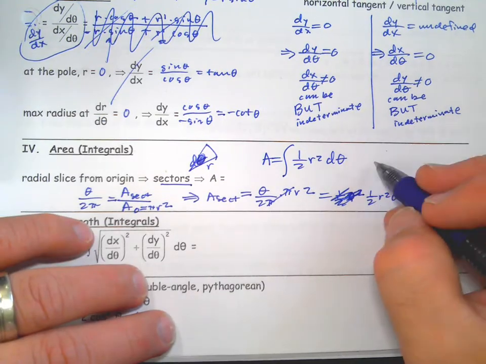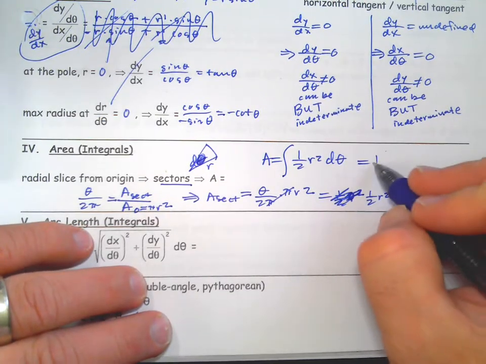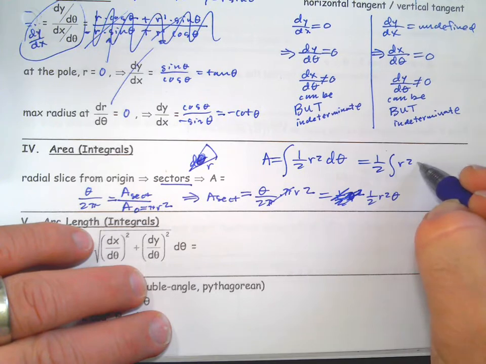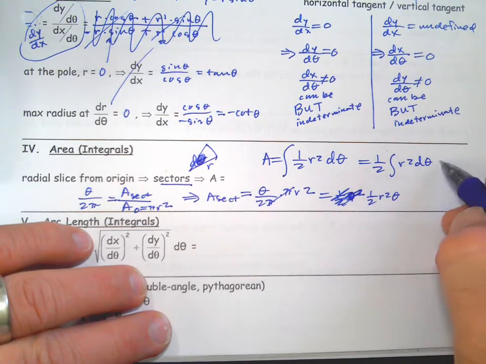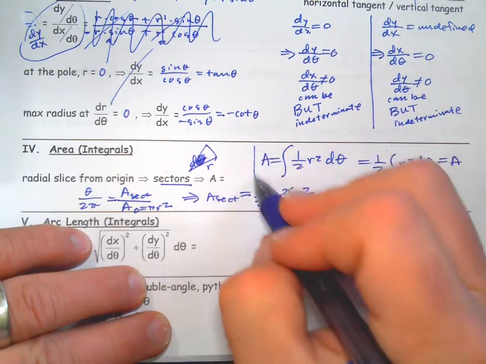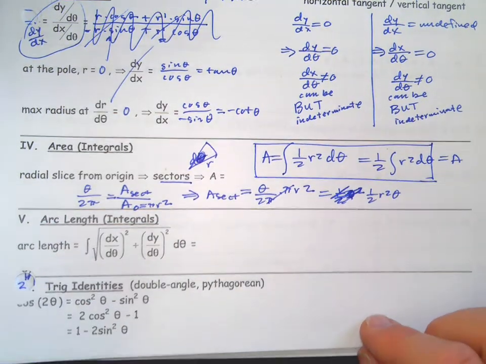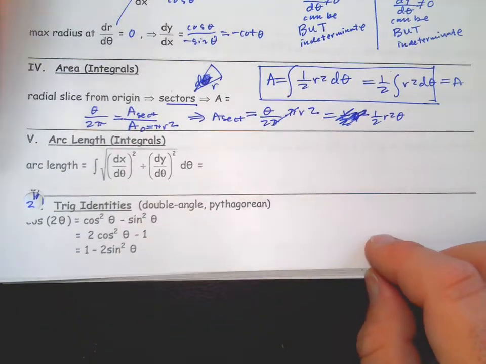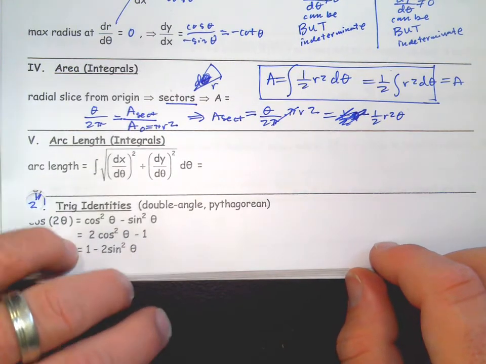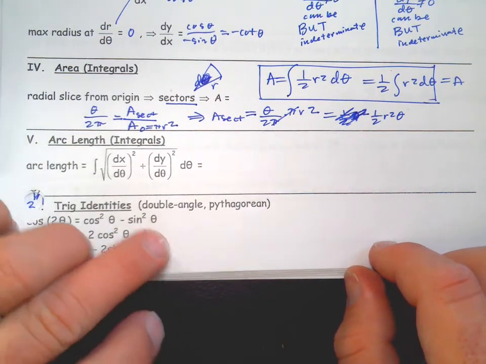So usually put the 1/2 in front just because that's easier. But that is the area, so probably memorize it. I mean, the derivation was pretty simple, but I don't think you want to go through that every time. Okay, arc length. I'm not going to show the derivation of this.